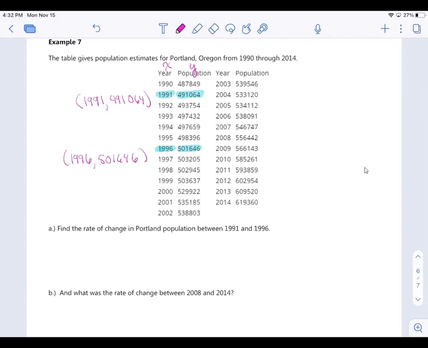So I'm going to use this slope formula. I'm going to write it down over here so we know it. Y2 minus Y1 over X2 minus X1. So if we want to find this slope, again, it's okay if you don't choose to write Y2. So what's our Y2? You want it to be 501, blah, blah, blah, or 491? 501. Yeah, okay, so 501,646, then I subtract the other Y.